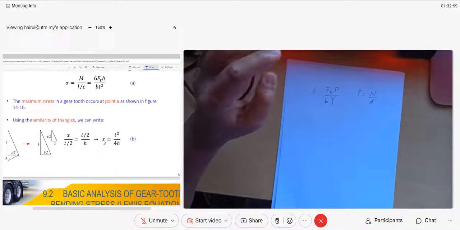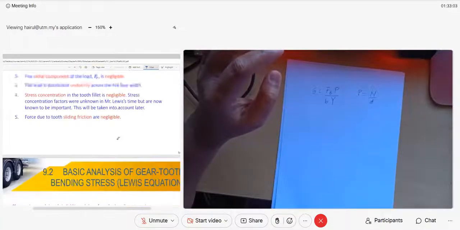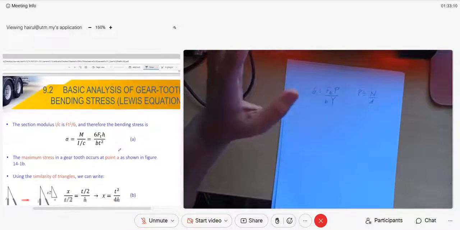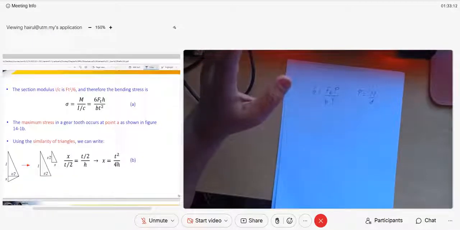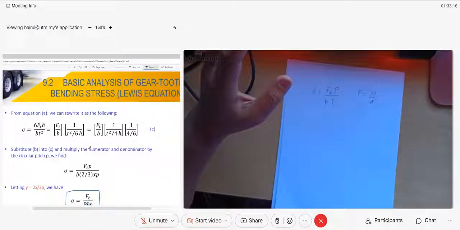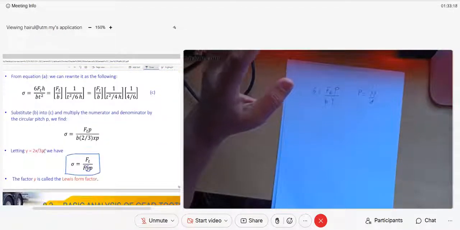So x is t square over 4h. What is t? T is here, the thickness of your tooth. So they make it into that ratio: x is t square over 4h. Then they put it into the equation. You have Ft, Fy, where y is now 2x over 3p. So what is your p?